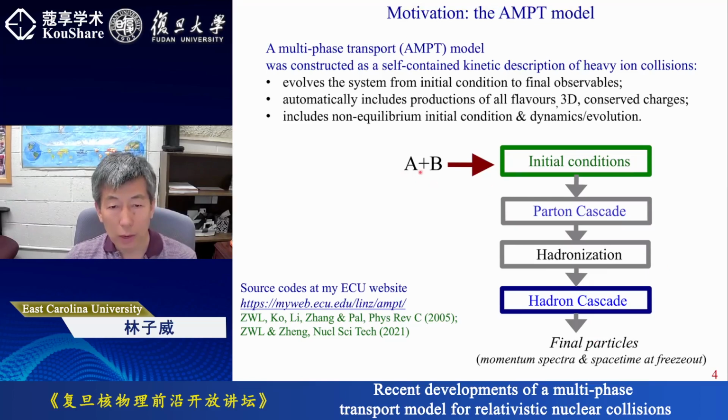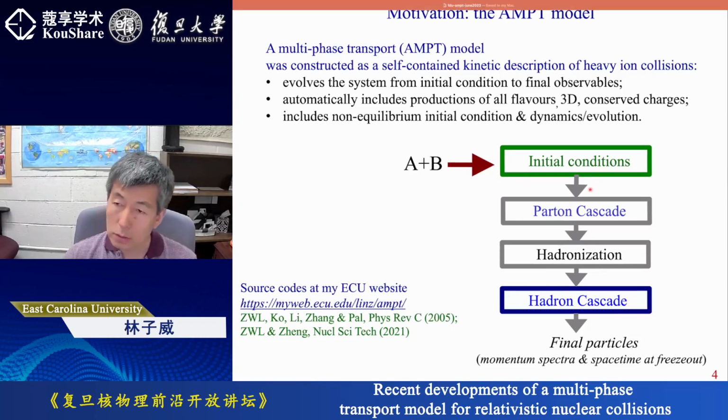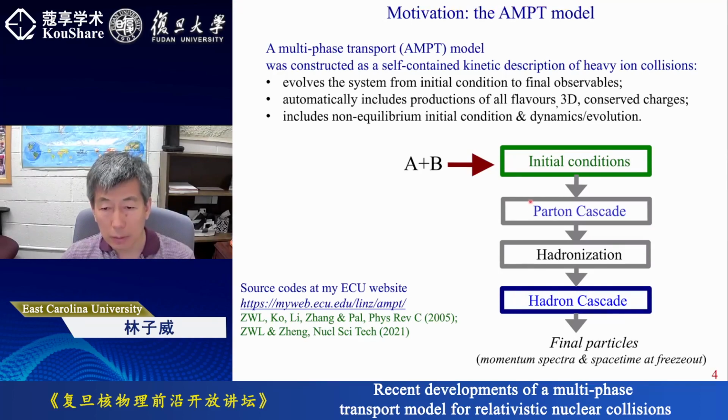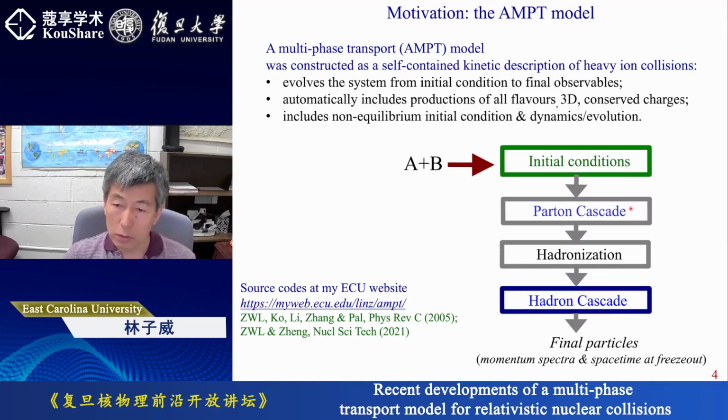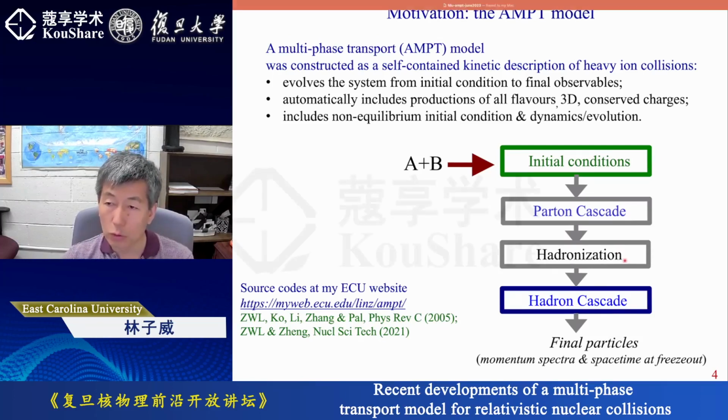So we have two hadrons or two nuclei coming to each other, and then after the primary collision, they will generate some kind of initial condition. And then if the energy density is high enough for the formation of a parton matter, then the matter will enter a parton cascade to model their interactions. And then when the system cools down, they will go through hadronization and form the primordial hadrons.